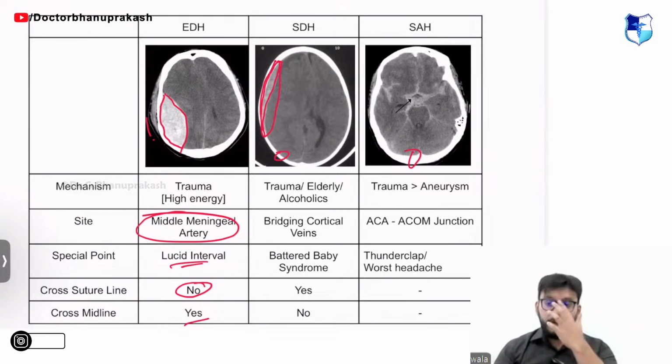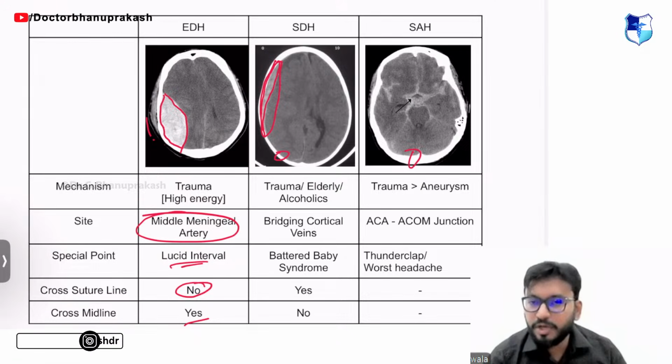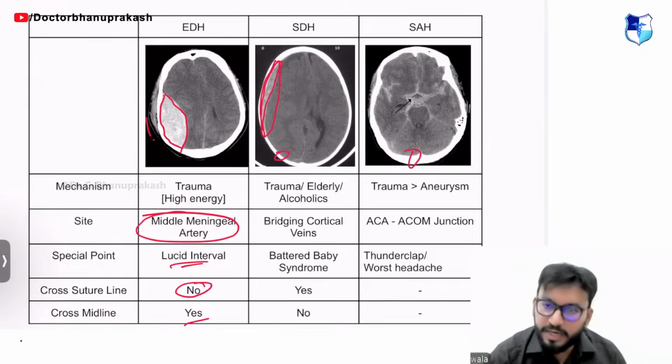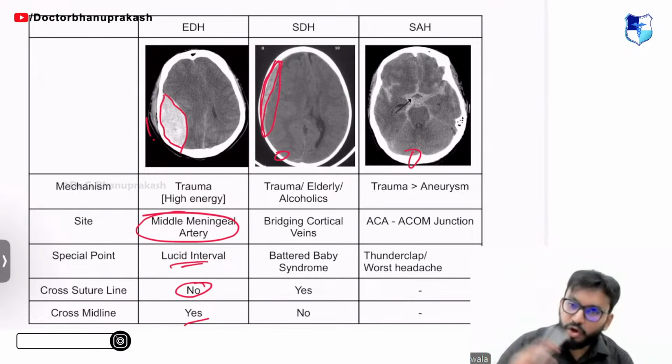You will see a young male or a young patient comes to you with road traffic accident, poor GCS. You get an NCCT done. You find this. They'll give you a history of lucid interval also. What is the diagnosis? Extradural hematoma. Subdural hematoma: elderly, usually chronic alcoholics.